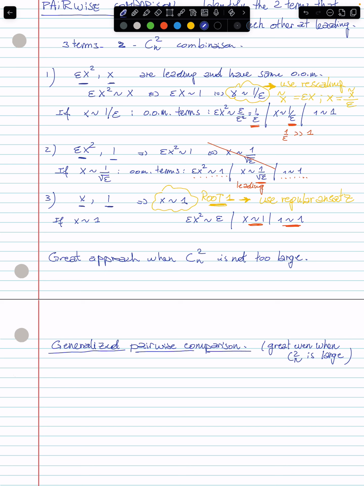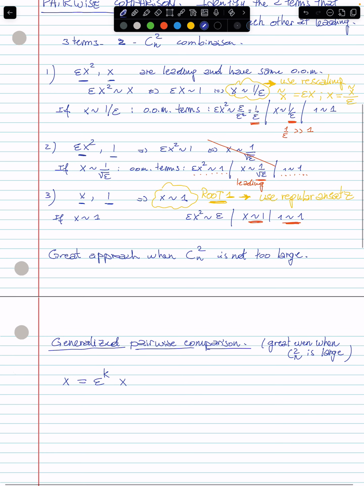All right, so let me just say that x is going to be written in the form epsilon to a certain power, which could be -1 in our case, multiplied by x tilde. All right, and I just assume that x tilde is not equal to 0 and is of order 1, because this is a proper rescaling. Okay, so epsilon to the power k is the order of magnitude of x.